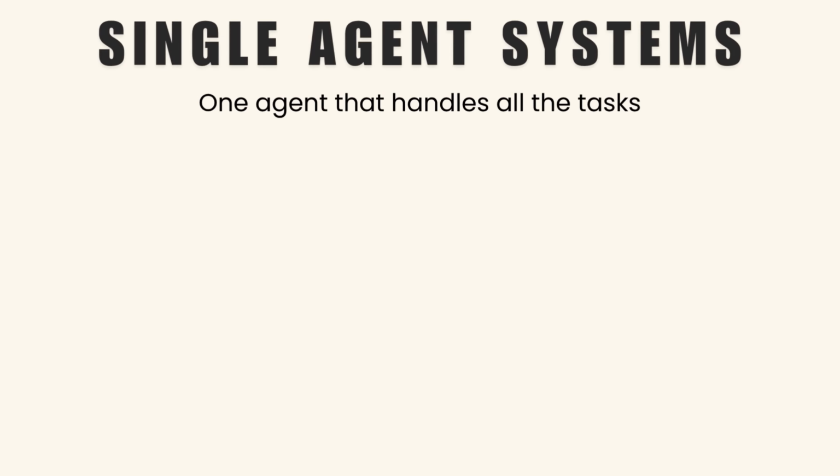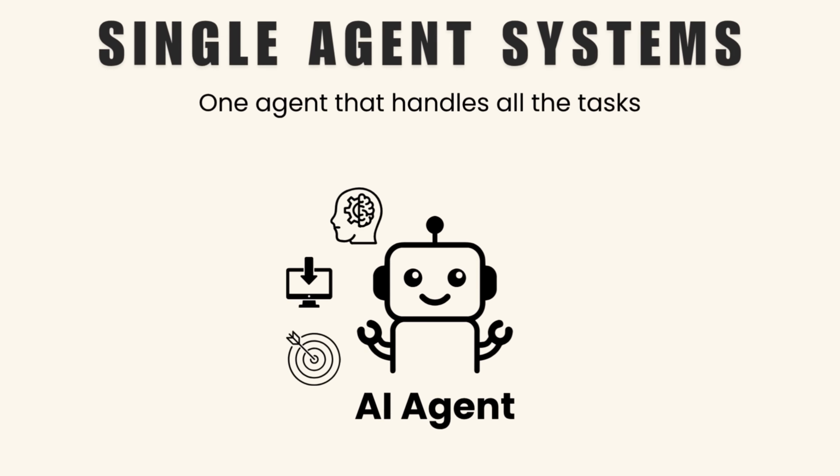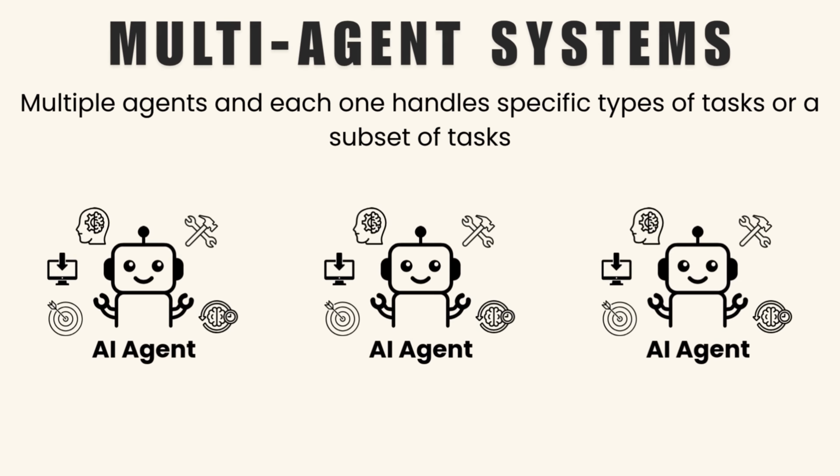Now, there are a couple of different types of architectural or design types for agent systems. The first is a single agent system. This is where there's only one agent. It has all the tools that it needs to complete its task, and it completes any task that it's given. It's just one agent on its own. The other type is a multi-agent system. In this system, there are multiple agents and each one has its own tools that it uses to complete a specific set of tasks or a specific type of task.